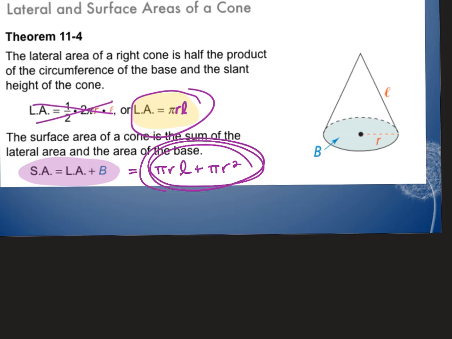So here's the better formula. If you are using lateral area already, then it's lateral area plus pi r squared. So these are the two, not this one, that you want to use for cone. If you already have the lateral area, then it's lateral area plus the base, which is pi r squared. If you don't have the lateral area and you're going straight to the surface area, then it's pi r L plus pi r squared.